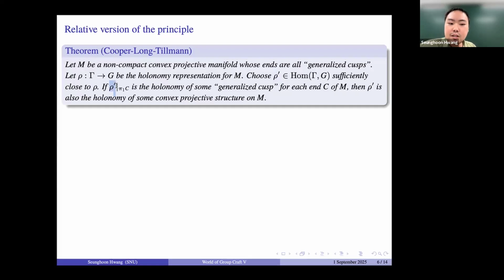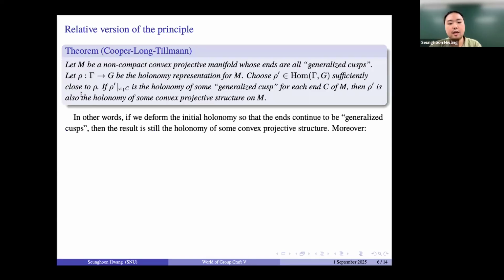And let's assume that this new representation restricted to each of the ends of the manifold is the holonomy of some generalized cusp for each end C of M. Then this new representation rho prime is also the holonomy of some convex projective structure. In other words, if we deform the initial holonomy so that the ends continue to be generalized cusps, whatever they are, then the result is still the holonomy of some convex projective structure.